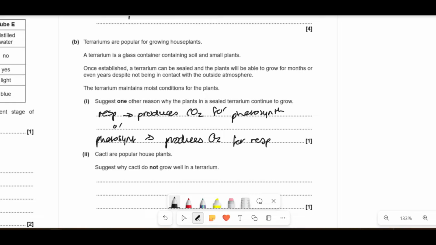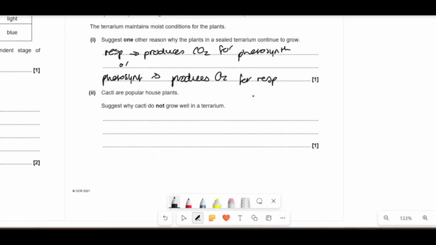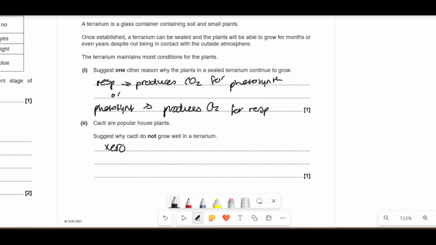Cacti are popular houseplants. Suggest why they do not grow well in a terrarium. The key fact that's interesting about cacti is that they are xerophytes, and the question has told you that the terrarium keeps them moist. So the reason that they probably don't survive is because it's just too moist. So it's working basically with what the question says.